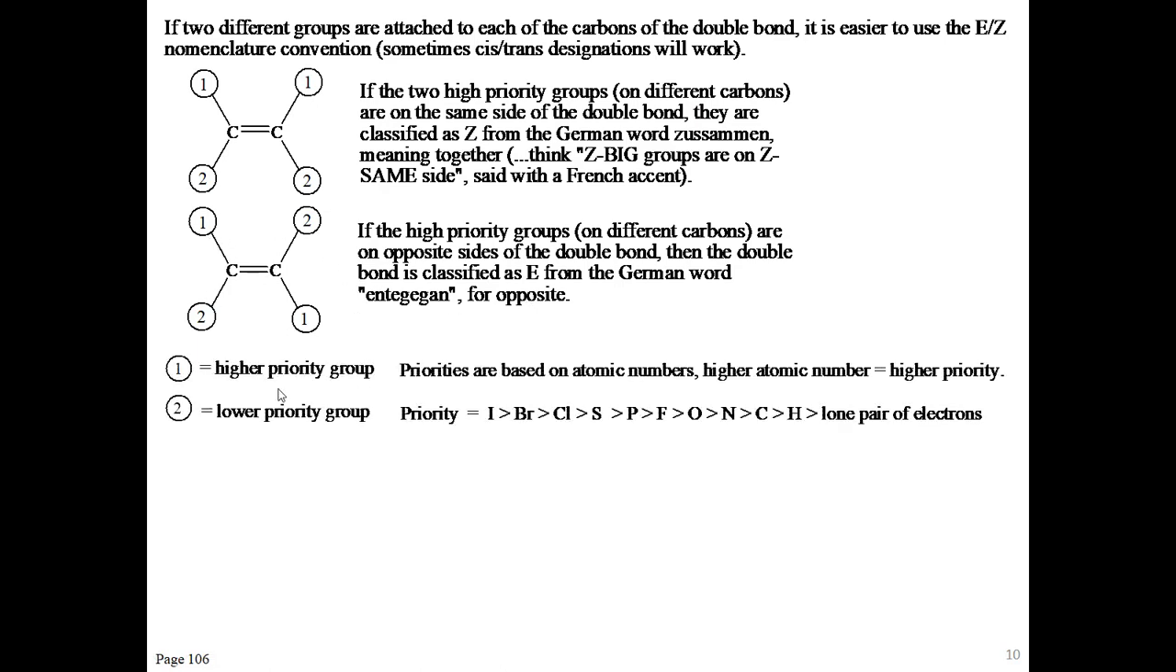It's very simple. The way we do the priorities is by atomic number. Okay, a higher atomic number is a higher priority. And we don't have that many atoms that we look at in organic chemistry. So we have the halogens, iodine, bromine, chlorine, sulfur. Chlorine higher than sulfur. And then phosphorus is higher than fluorine. And then fluorine's higher than oxygen, nitrogen, carbon, hydrogen. Hydrogen's actually bigger than something. That is a pair of electrons, a lone pair. So this is the priority. Remember, the higher it is over something else, like a sulfur over a fluorine. Sulfur would be 1, fluorine would be 2, whatever it happens to be.